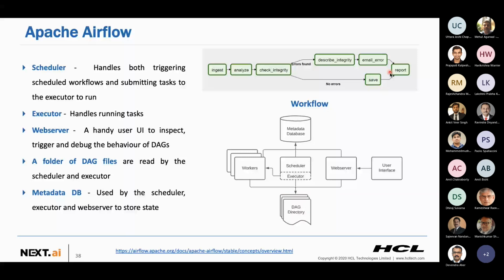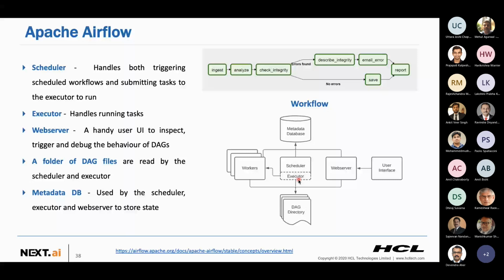Each of these components in the workflow are tasks. Whenever the Airflow scheduler gets triggered, each of these tasks in the particular directed acyclic graph gets executed sequentially. This is the architecture diagram for Airflow.